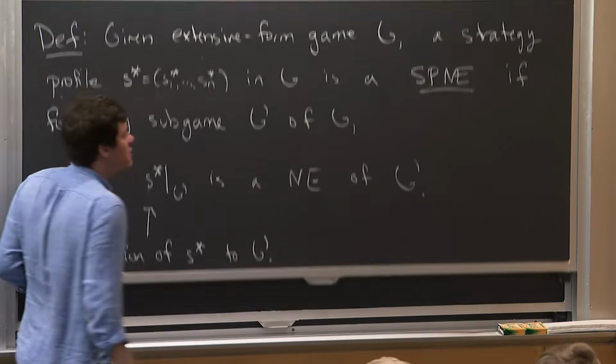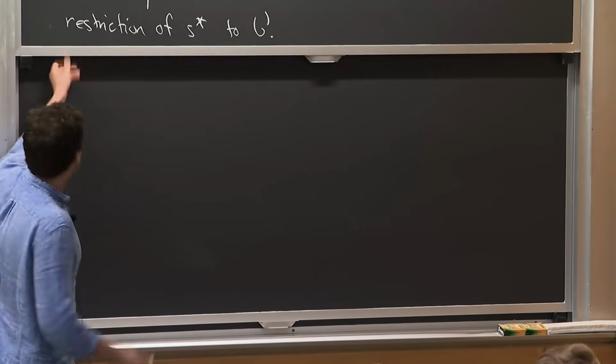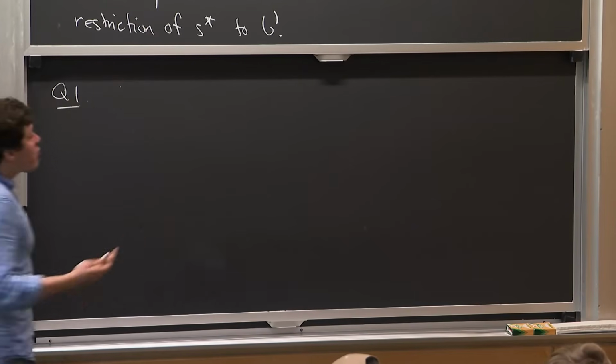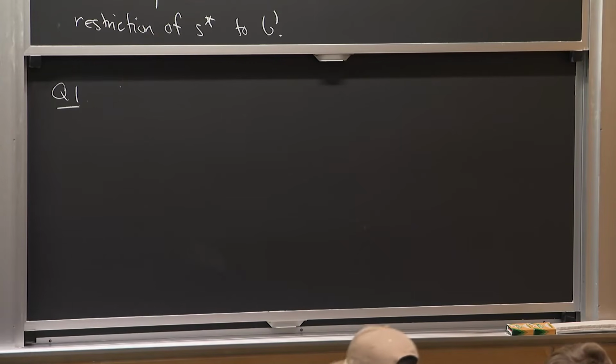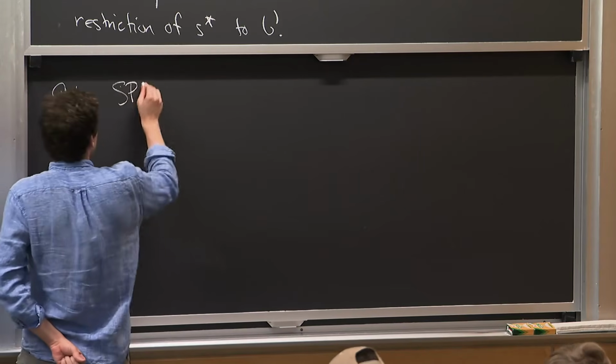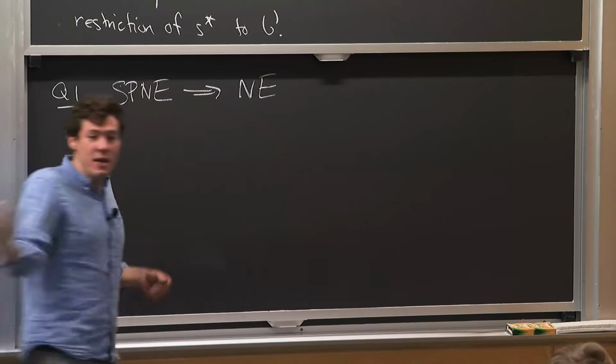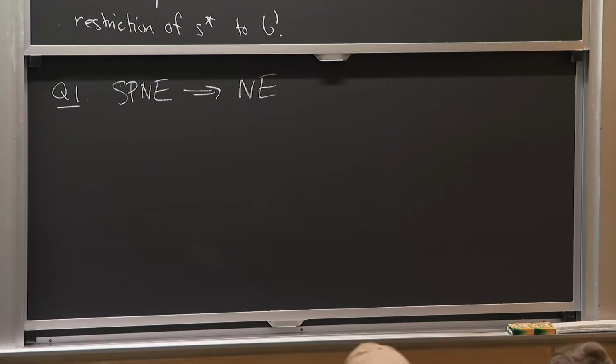So first question. If we have a subgame-perfect Nash equilibrium, do we know it's a Nash equilibrium? So if we have a subgame-perfect Nash equilibrium, does that imply that something is a Nash equilibrium? So give me a strategy profile. Suppose I know it's a subgame-perfect Nash equilibrium. Do I know that it's necessarily a Nash equilibrium?